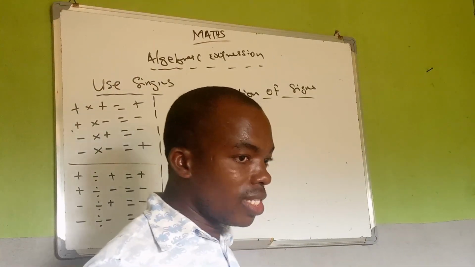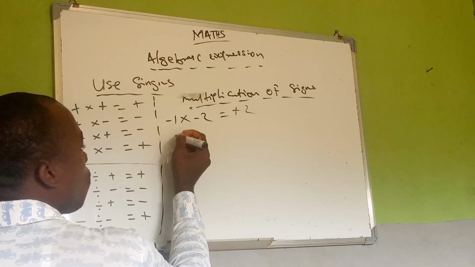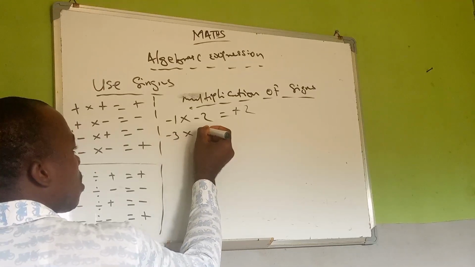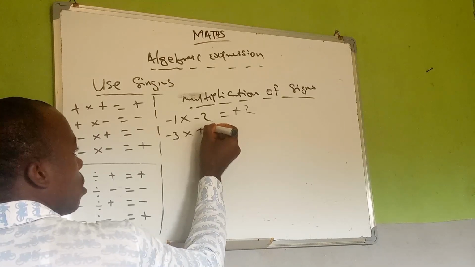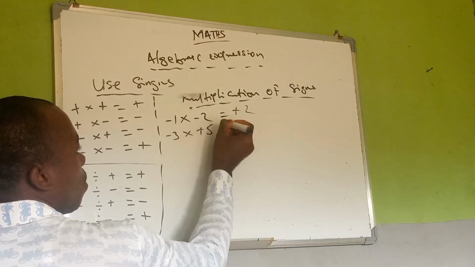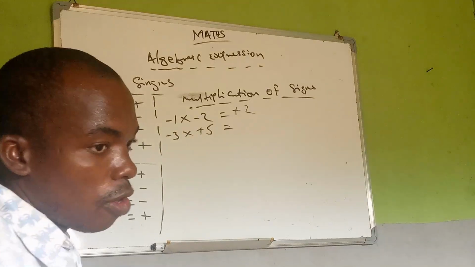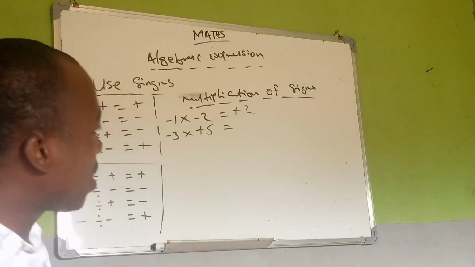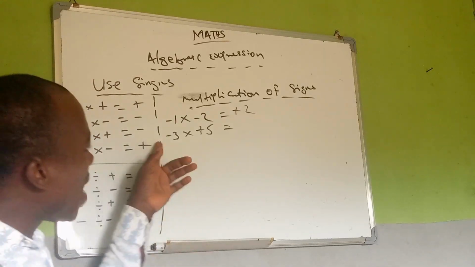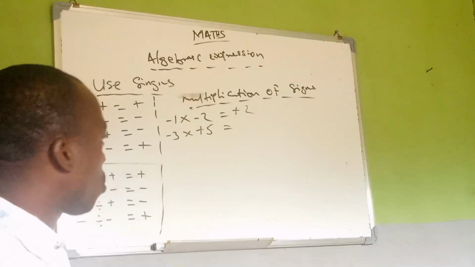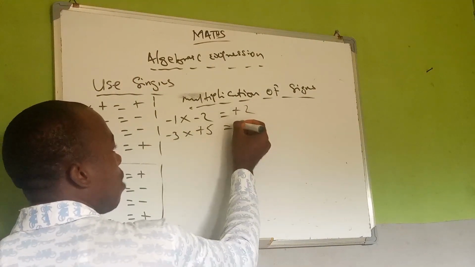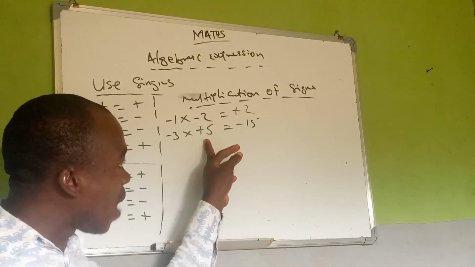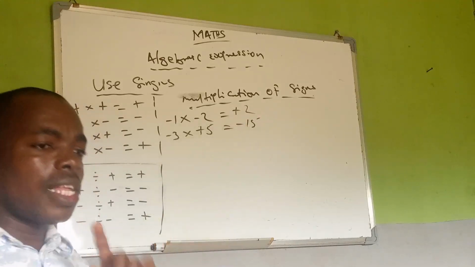Then what if we have -3 times plus 5? The first thing we'll do is multiply the signs. Minus times plus is minus. Then 3 times 5 is 15. So -3 times plus 5 is -15.